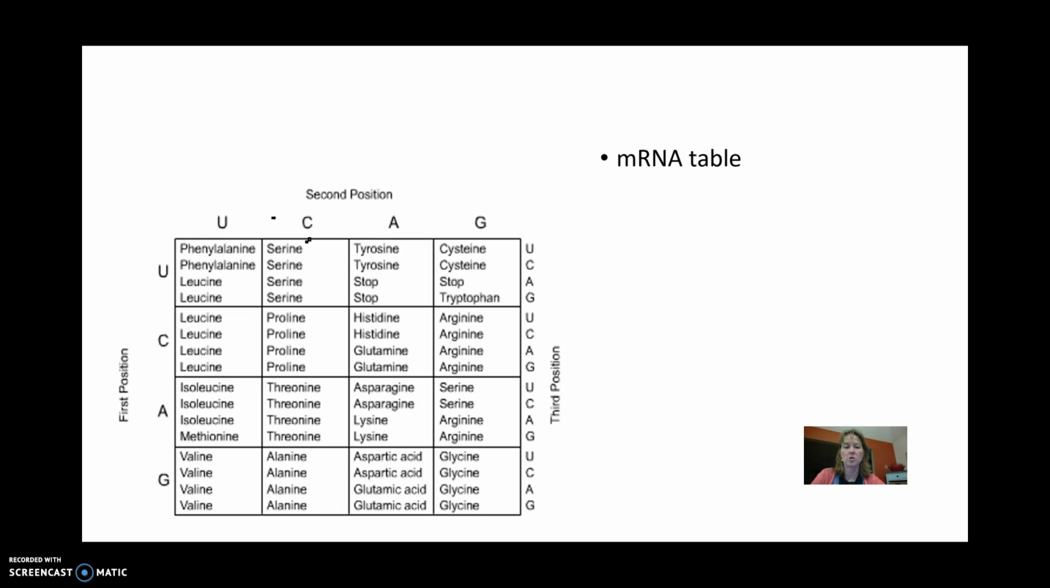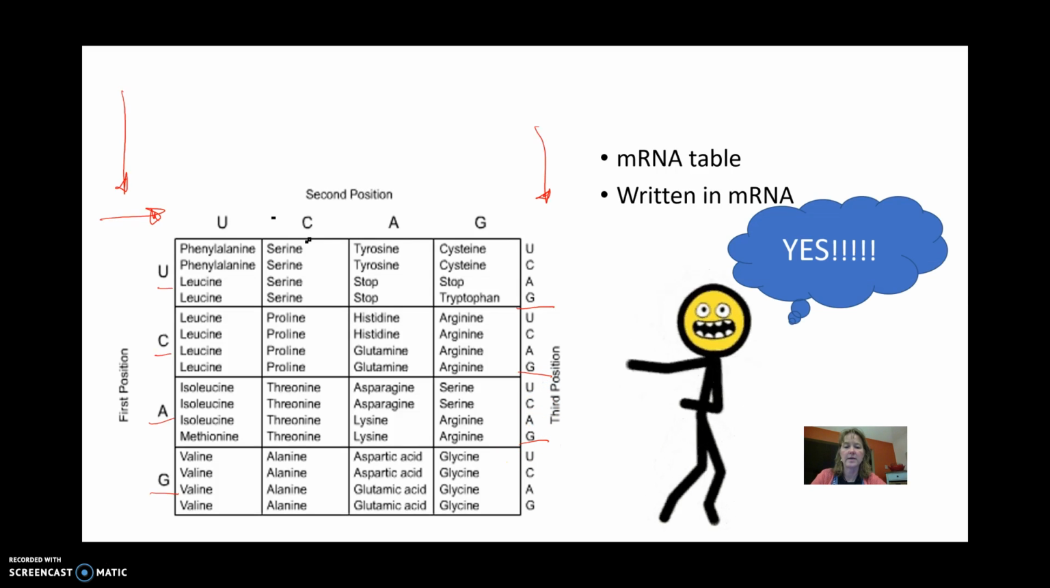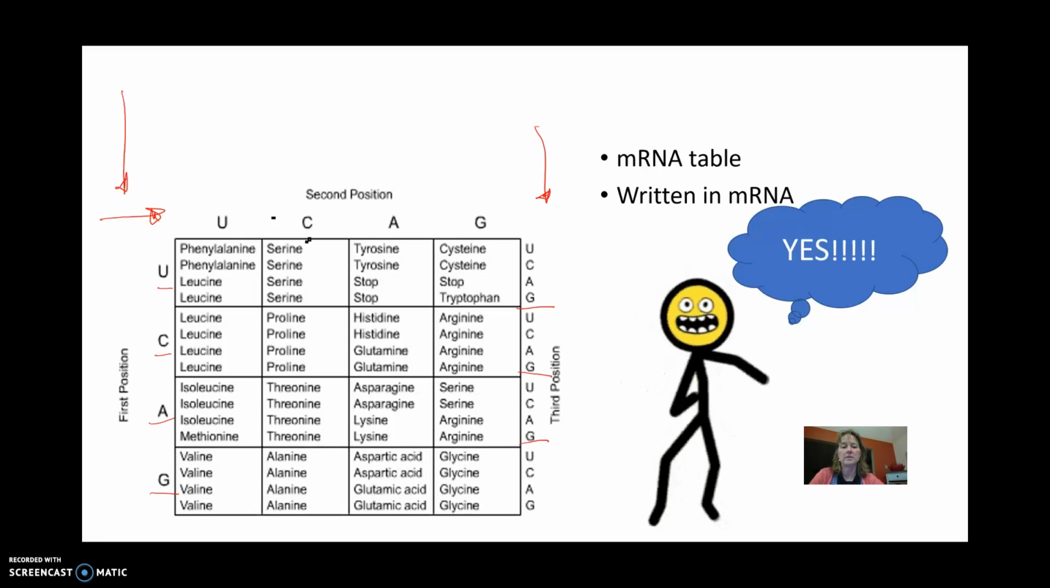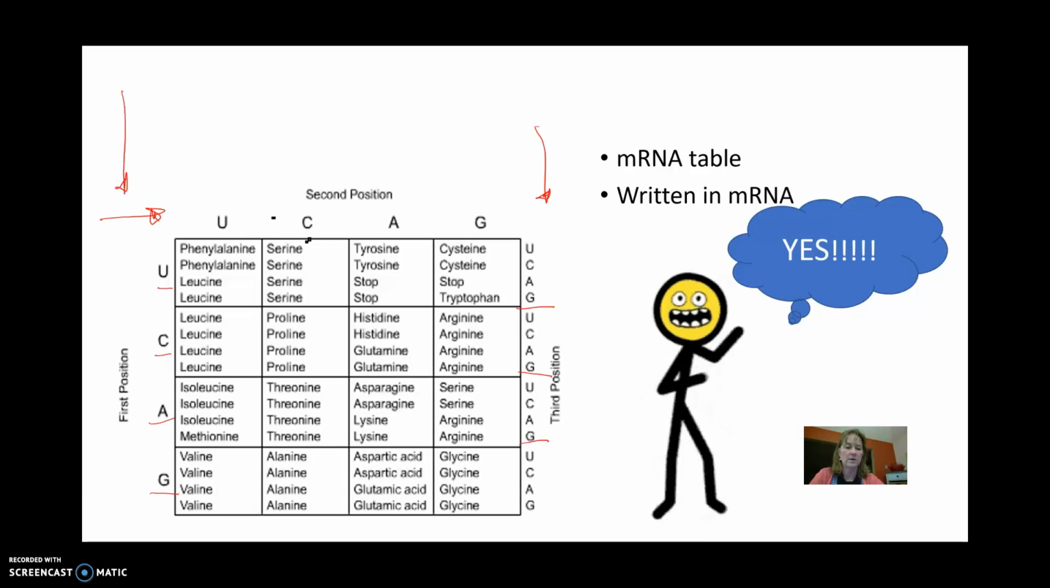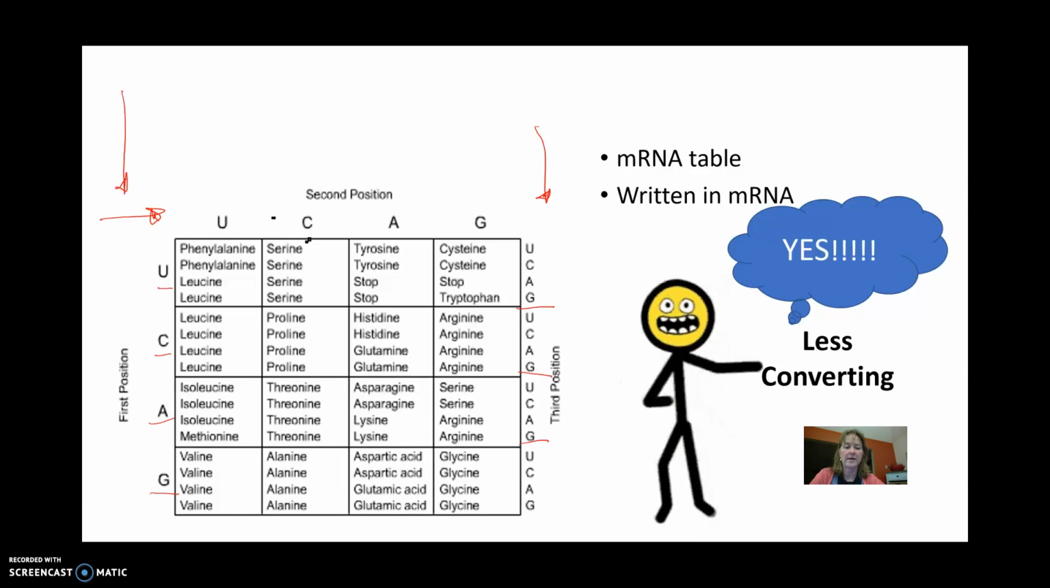Now we're going to learn about something called the messenger RNA table. This table is written in messenger RNA. If we take a look, over on the left we see the letters of RNA, which are U, C, A, and G. We see across the top the same letters, and down the other side the same letters repeated over and over again. This should be exciting because it is going to allow us to convert our letters less often.